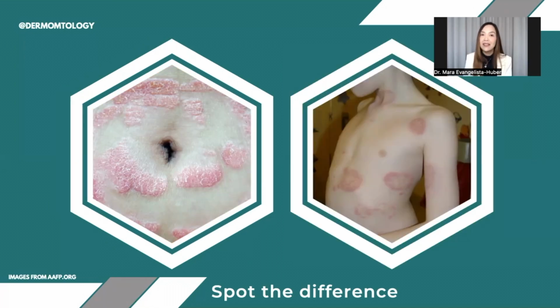Here you have similar looking lesions. You have reddish ring-like plaques on the body. So on the left side, this is actually psoriasis. On the right side, this is tinea corporis or dermatophytosis, a fungal infection. Psoriasis is best treated with anti-inflammatory agents like steroids. Tinea corporis, a superficial fungal infection, will benefit from antifungals.